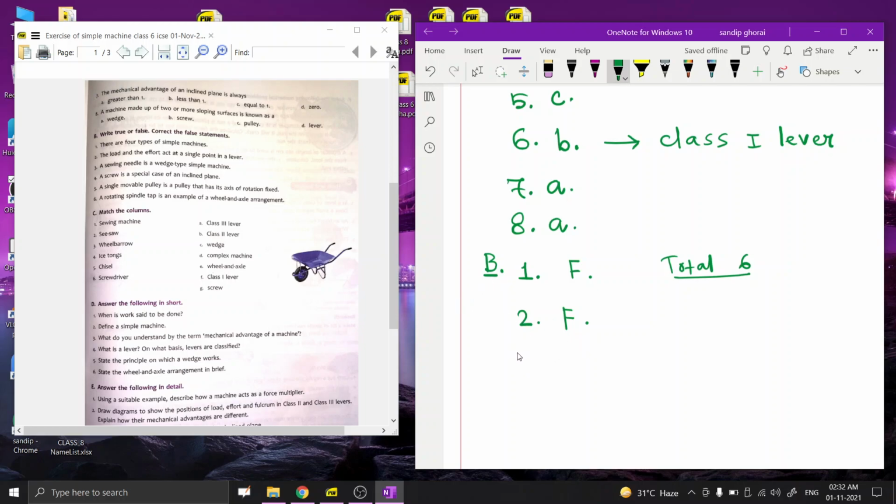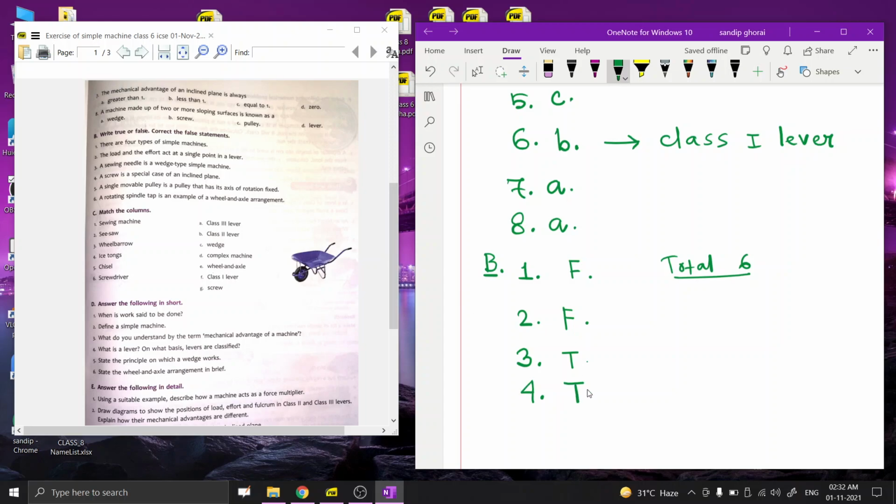And we move to our next question, question number 3. A sewing needle is which type of simple machine? Okay, this is asking which type a sewing needle is an example of, so that is true. Now we move to question number 4, a screw is a special case of an inclined plane. Actually, this question is given from your book, so this is also true.